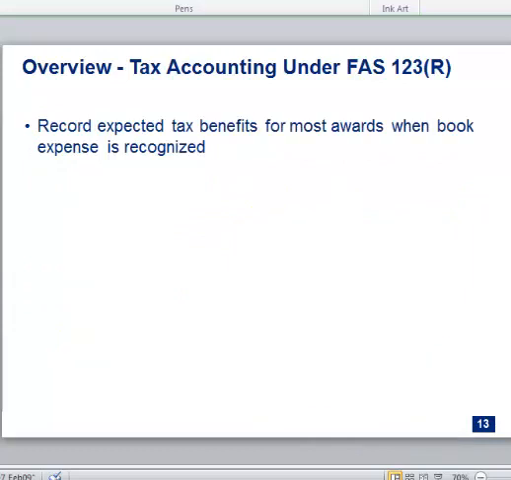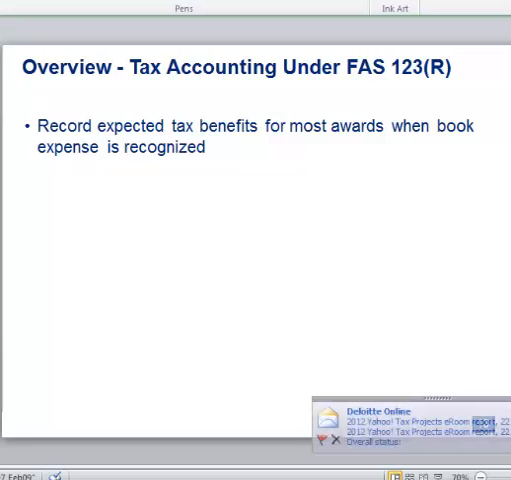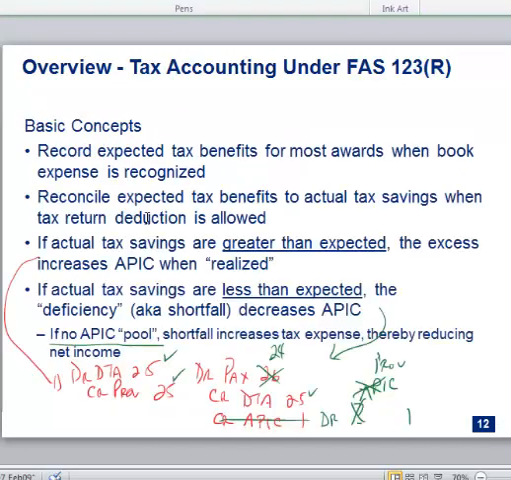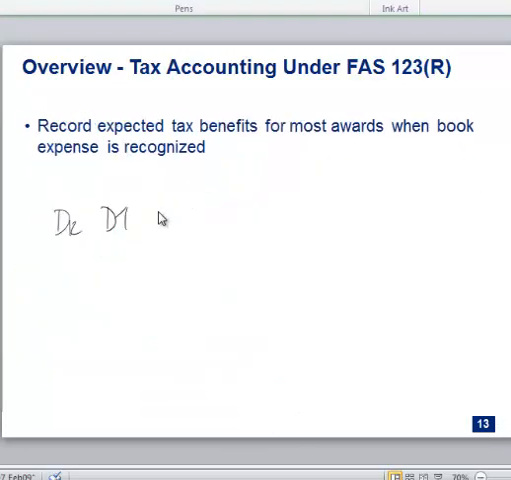First thing we do, we've got to figure out what kind of award we have. Do we have an award that we're going to anticipate a deduction for or not? So if you see NSOs, RSUs, or RSAs, we're going to anticipate a deduction. And so we are going to be debiting a DTA and crediting our provision. Okay.